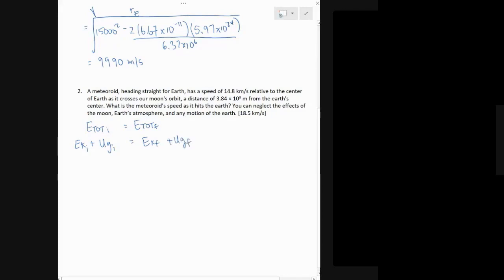Okay, so initially, the meteoroid has a speed of 14.8 kilometers per second. So there is kinetic energy initially. Initially, the meteoroid has a distance of 3.84 times 10 to the 8 meters from the Earth's center. That's not an infinite distance, so it does have gravitational potential energy initially. At the end, it says, what is the meteoroid's speed as it hits the Earth? So it's asking for the speed, so it must have kinetic energy final, because it's looking for the speed, and as it hits the Earth. So does it have gravitational potential energy final?